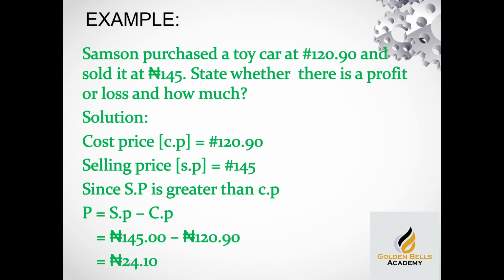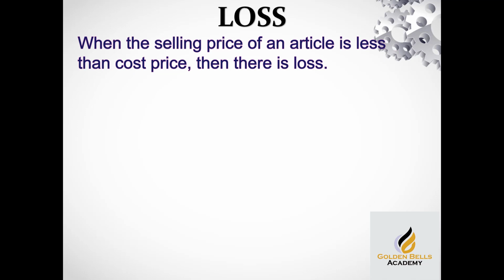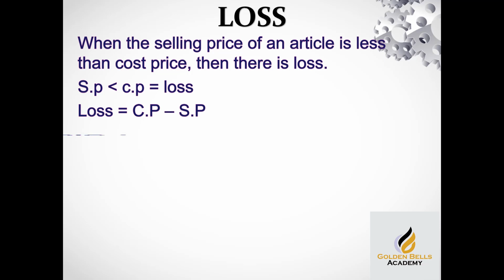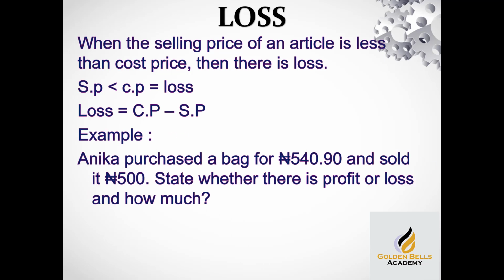Good. Let's continue with loss now. We said when the selling price of an article is less than cost price, then there is loss. So the formula for finding loss is CP minus SP. Good. So example now, we said Anika purchased a bag for 540 naira 90 kobo and sold it for 500 naira. State whether there is profit or loss and how much is the profit or loss.